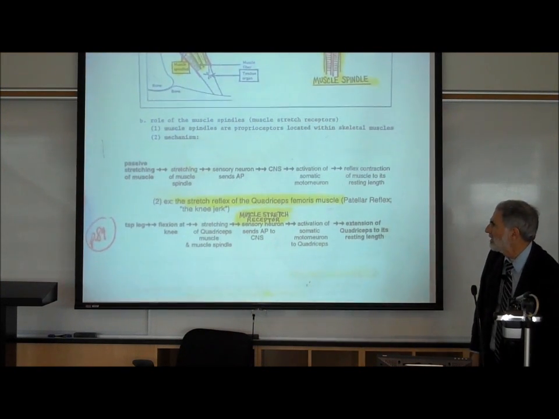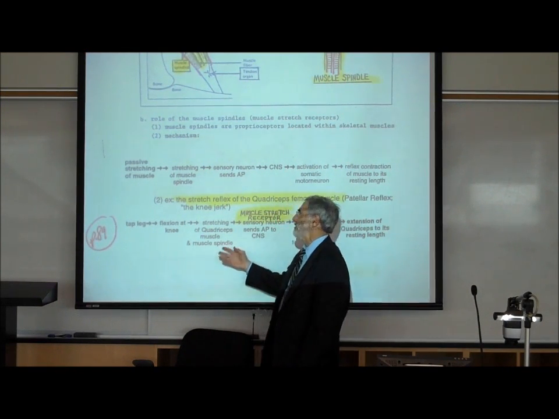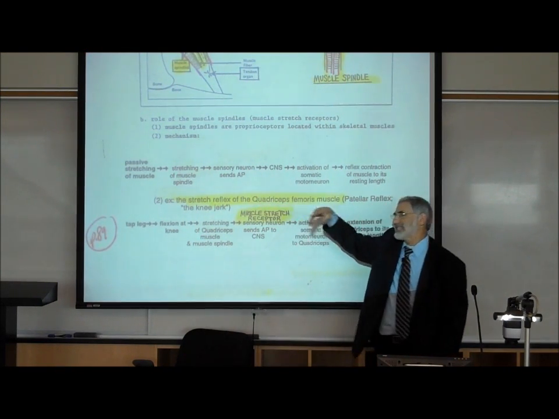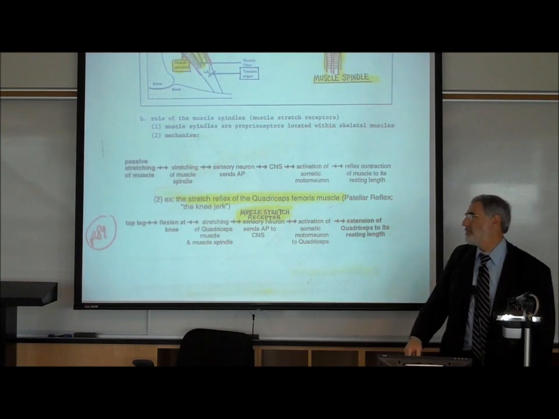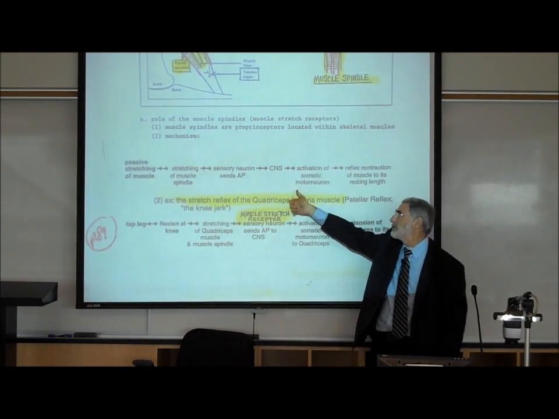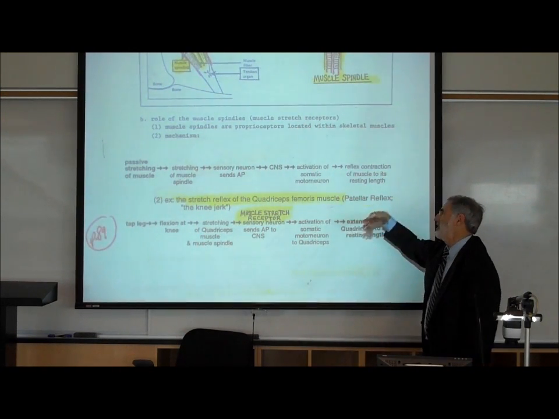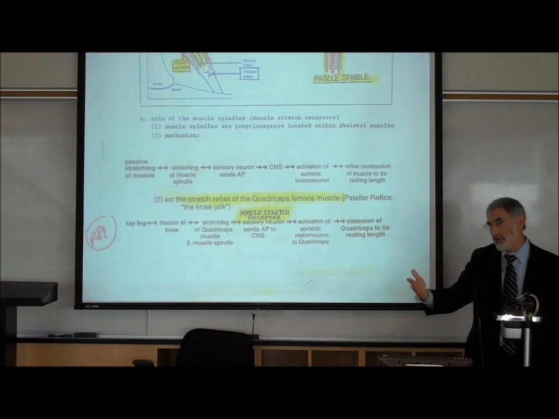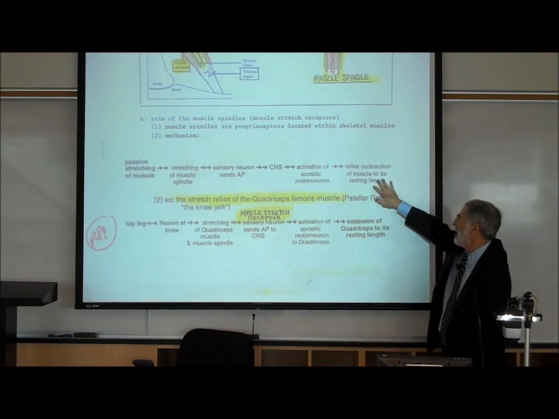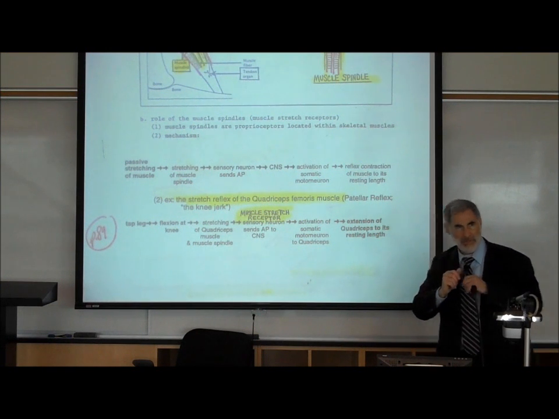of a muscle, that stretches the muscle and the muscle spindle within the muscle, which activates that sensory neuron called the muscle stretch receptor to send an AP, an action potential, to the central nervous system, which is going to result in the activation of a somatic motor neuron, a good old regular alpha somatic motor neuron, causing a reflex contraction of the muscle to its original length.